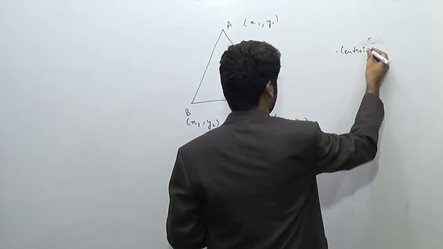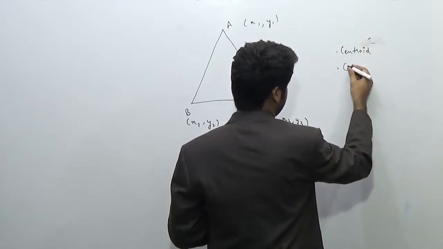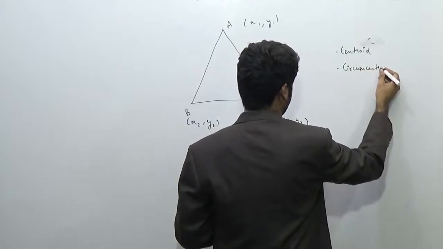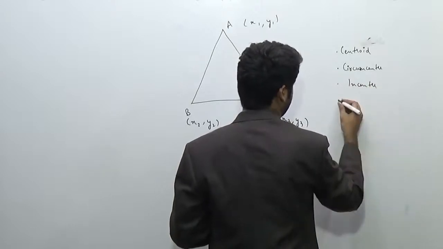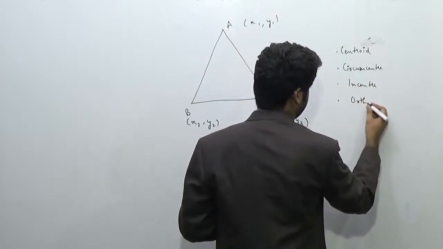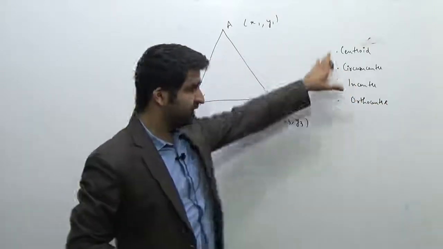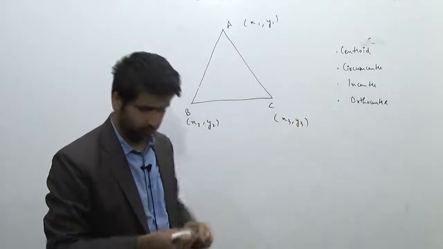Second one is a circumcenter. Third one is the incenter, and the last one is orthocenter. If you remember these points in this pattern or in this order, it will be very easy. I'll show you how.